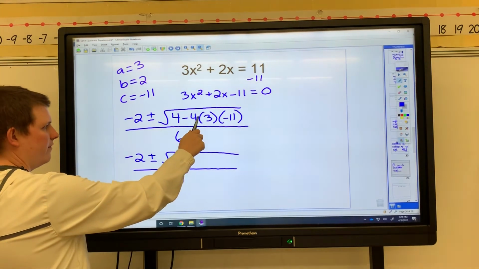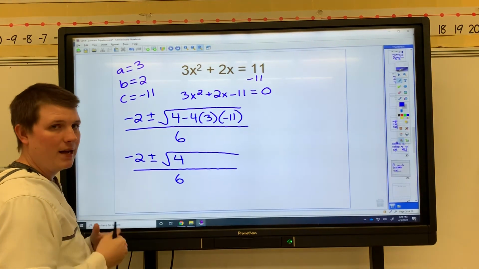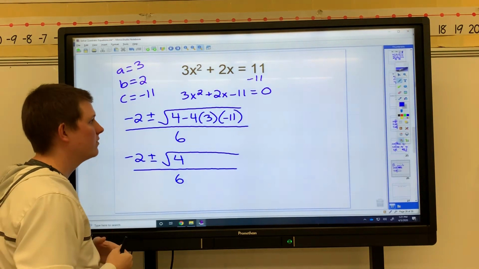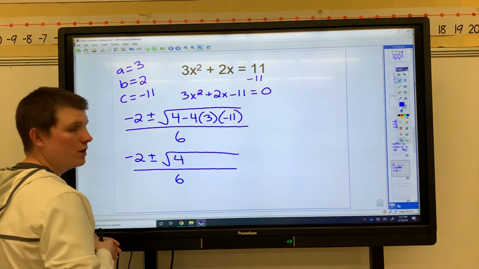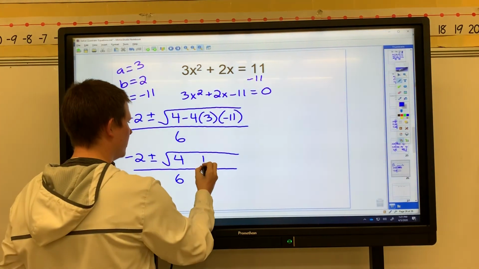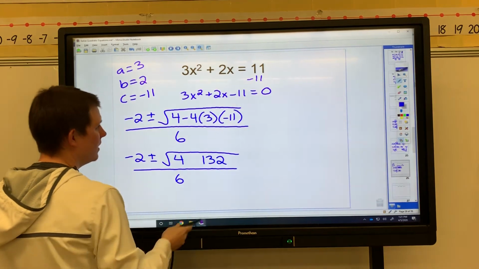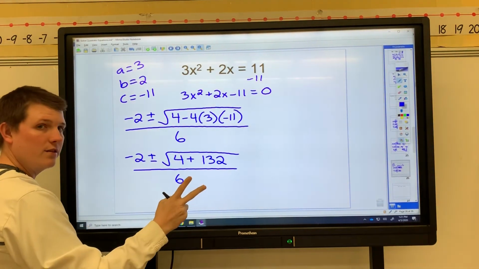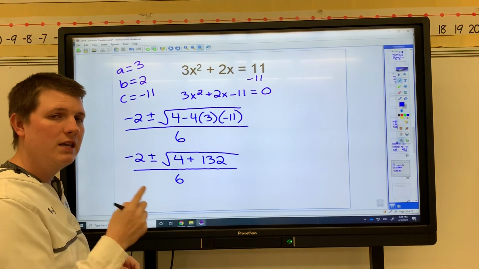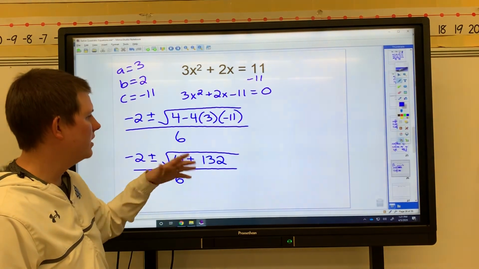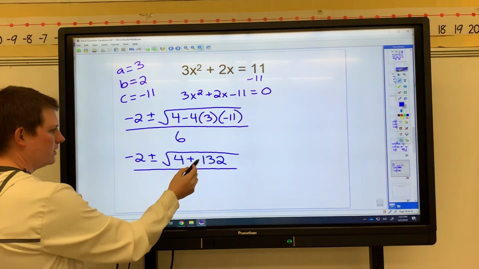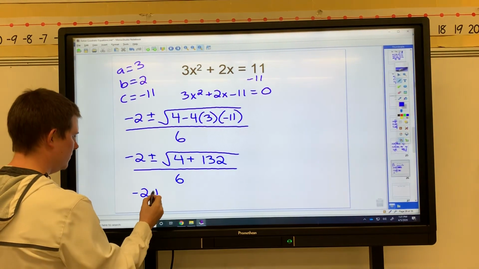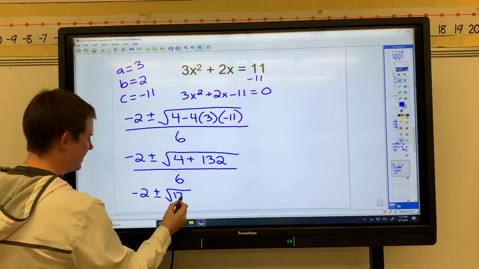We're going to multiply 4, 3, and 11. Remember, forget about the negatives. 4 times 3 is 12. 12 times 11 is 132. Now, I have 2 negatives. Once again, if you have 2 negatives, it's plus. If you only have 1 negative, or if all 3 of these numbers were negative, it'd be minus. 4 plus 132 is 136.